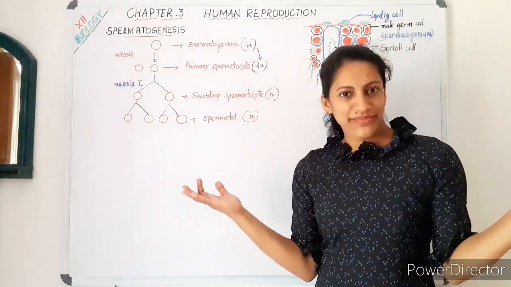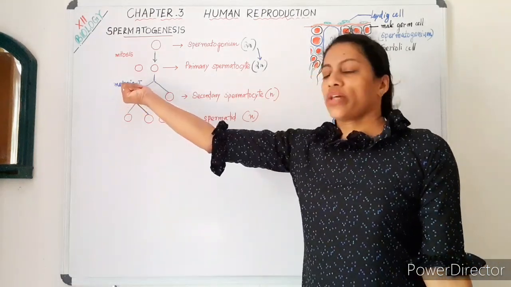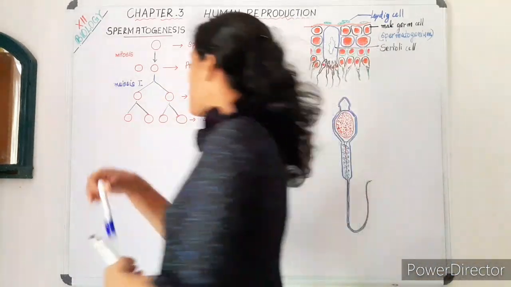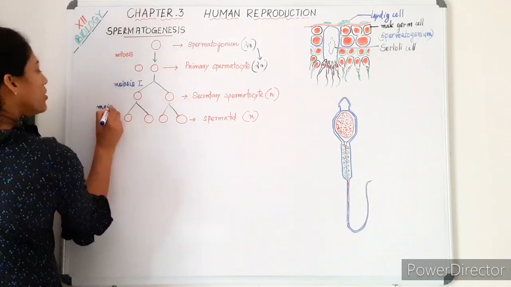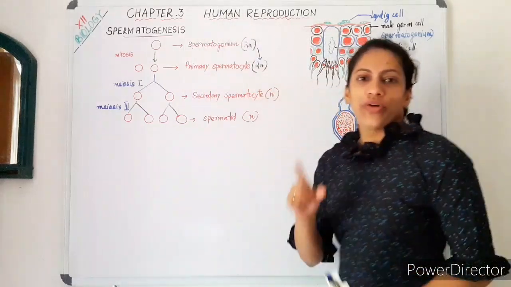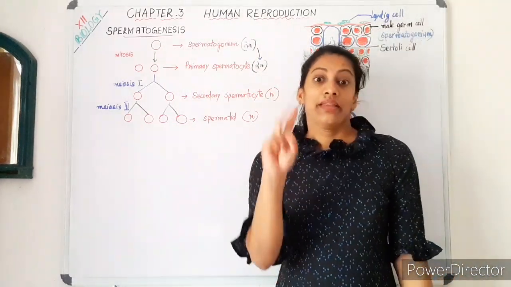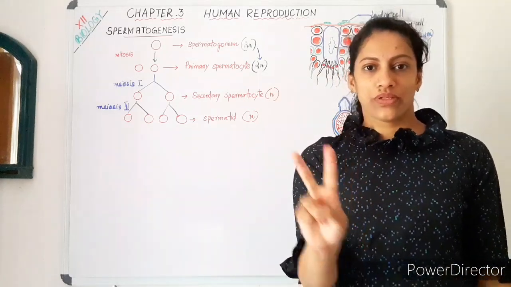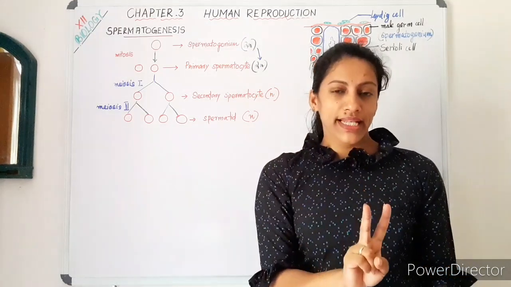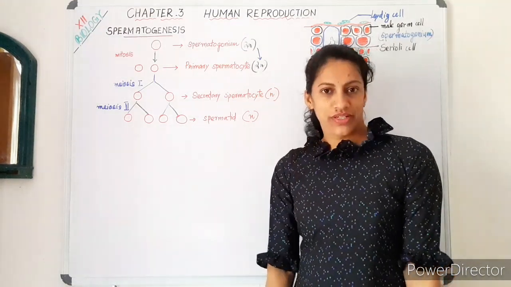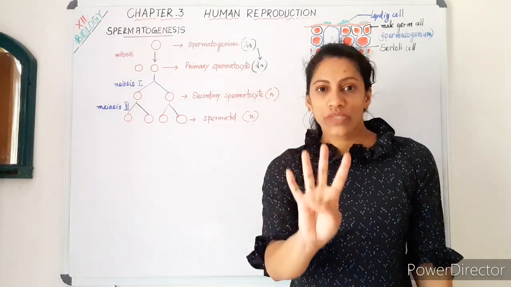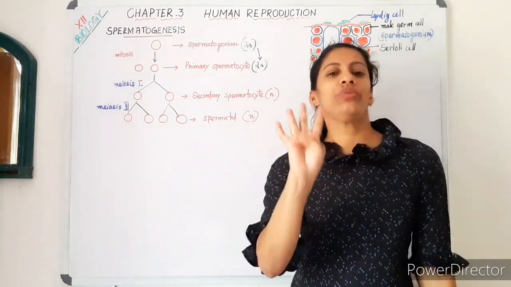So remember this. After meiosis 1, the cells produced are secondary spermatocytes, and after meiosis 2, the cells produced are spermatids. From one primary spermatocyte, two secondary spermatocytes are produced. You can see it here. And from the two secondary spermatocytes, 4 spermatids are produced. So keep in mind, one primary spermatocyte produces 4 spermatids. So they mature to 4 sperms.